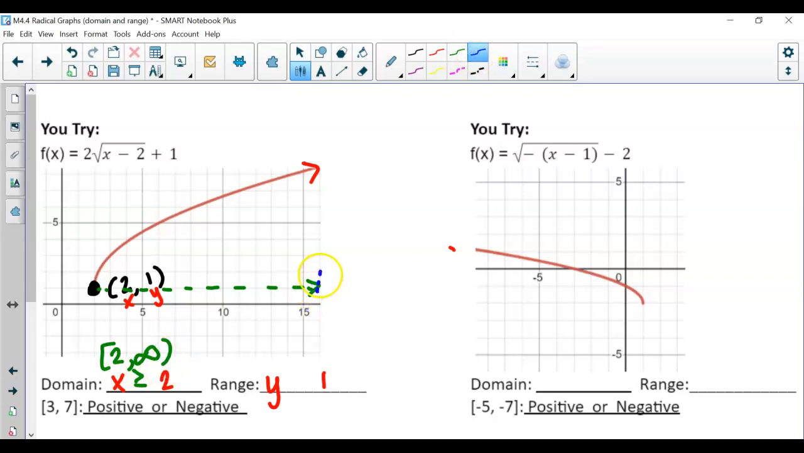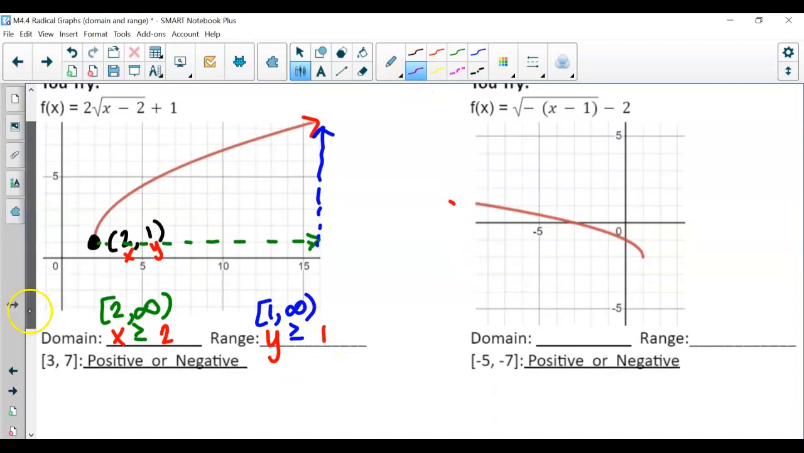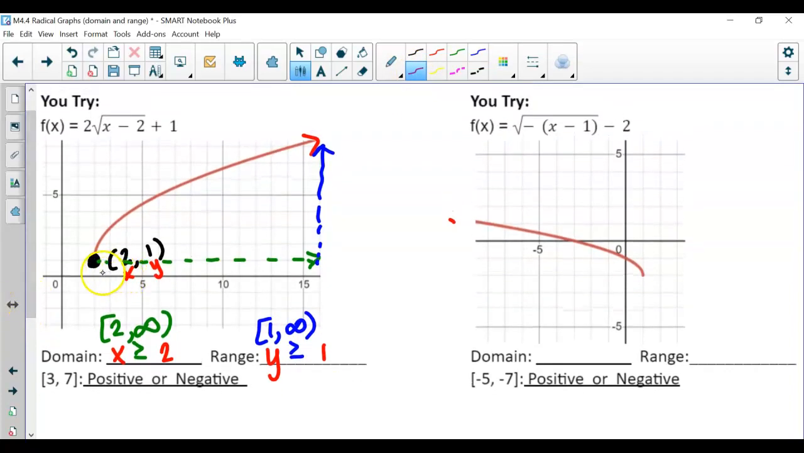Then from here, the graph is going up, so you should have recognized also greater than or equal to. So again, including brackets starting at 1 and going to infinity. So our parentheses here, not including. Then our interval of 3 to 7. So you're looking at this section of the graph here. Those values are up above, which are positive.